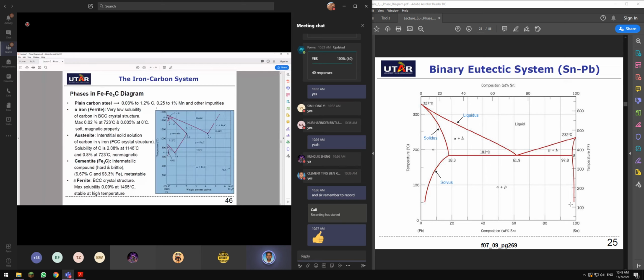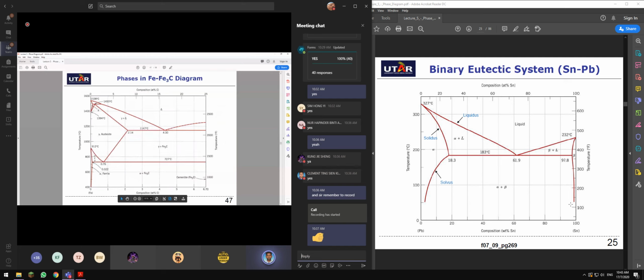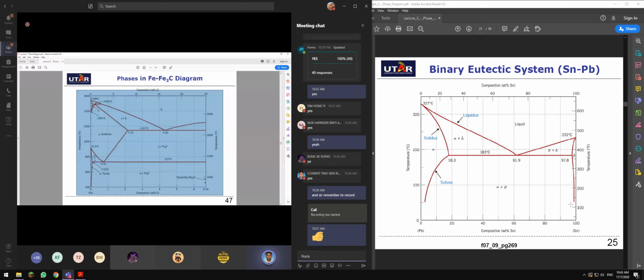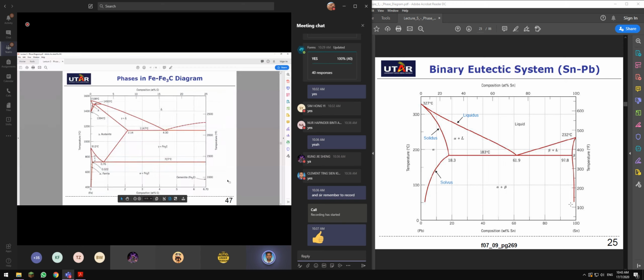It is a binary eutectic phase diagram, but it is in your syllabus due to the fact that if you look at this phase diagram over here, you can't see a distinct pure material on both end sides. Okay, so this is quite complicated. And here you don't have any 100% of carbon.